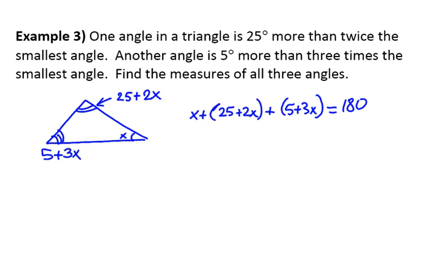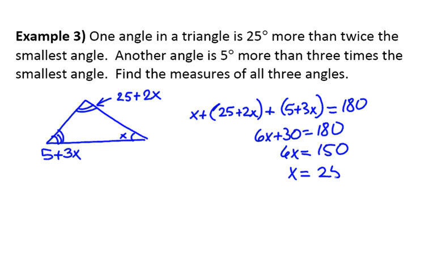Simplify. We get x, that's 3x, 3 more x, that's 6x's. Then 25 plus 5 is 30, and that's equal to 180. Subtract, so I get 6x is equal to 150. Divide by 6, and we come up with x is equal to 25.